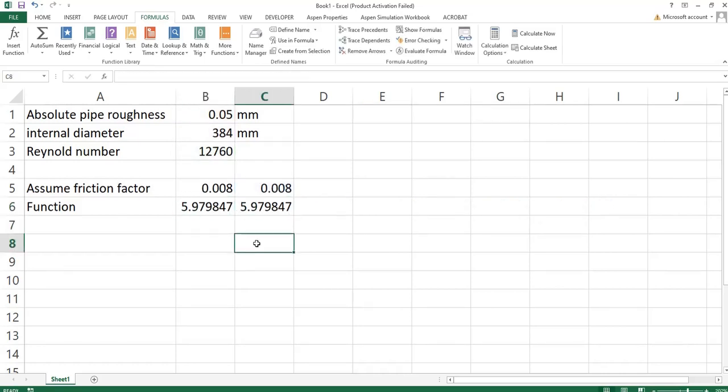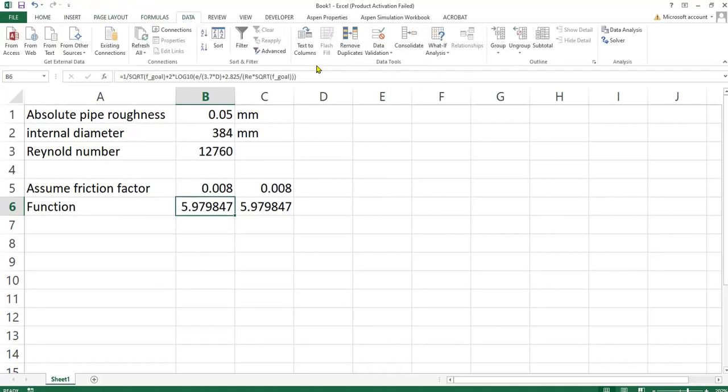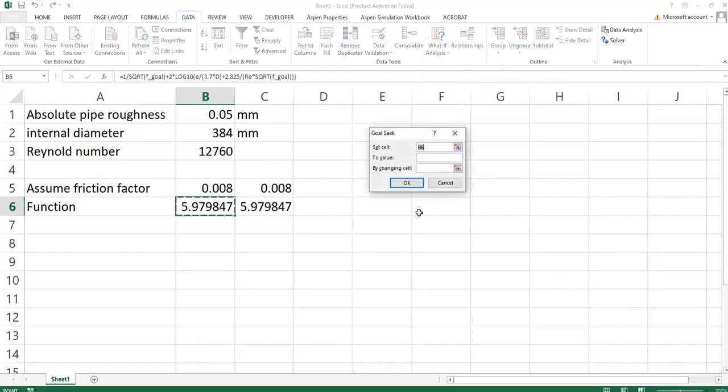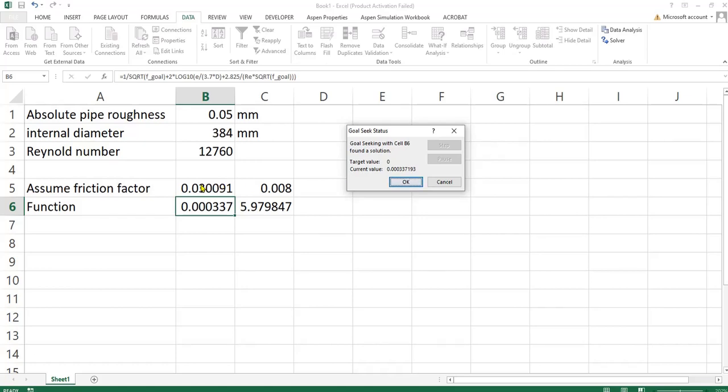Now for goal seek, I'll come here, select this, I'll go to Data. Now I'll use this What-If. For What-If, you see the Goal Seek here. Now we set this cell equal to 0 by changing this value here, so I'll just say okay. So we'll have this is the real value for friction factor.